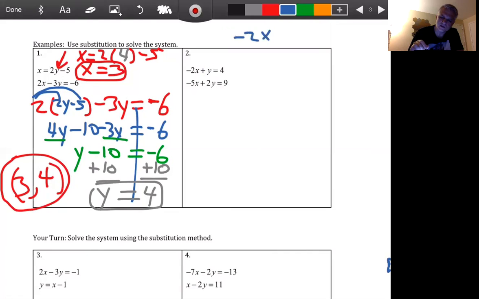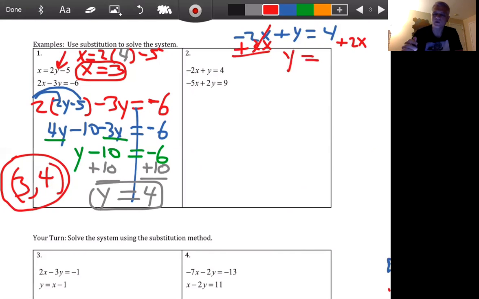Negative 2x plus y equals 4. Okay, I need to get y isolated. So I've got to cancel that negative 2x. So I'm going to add 2x to cancel it. So plus 2x over here. Okay, I've got those canceled. I got y, positive y equals, you can write it as 2x plus 4 or 4 plus 2x.